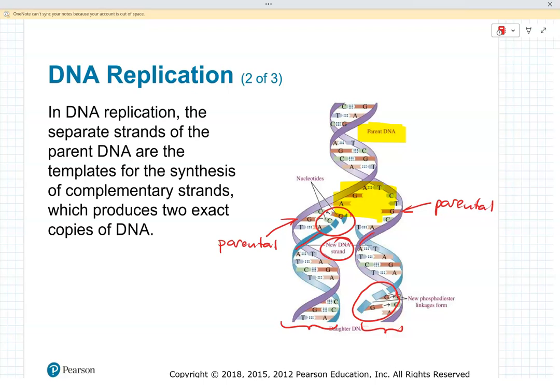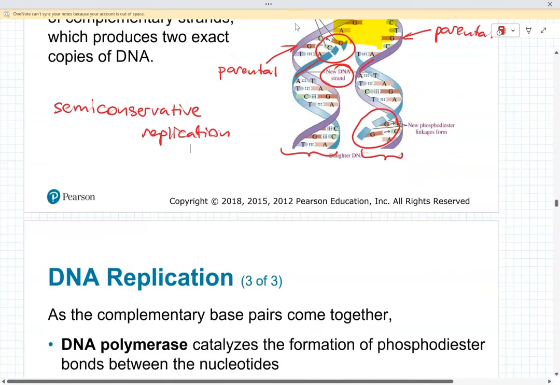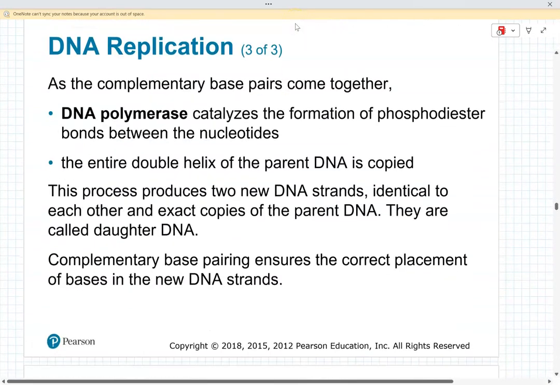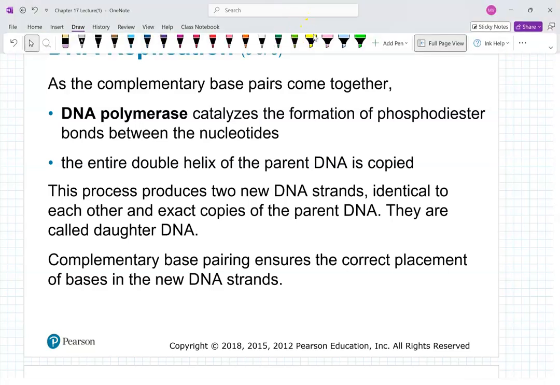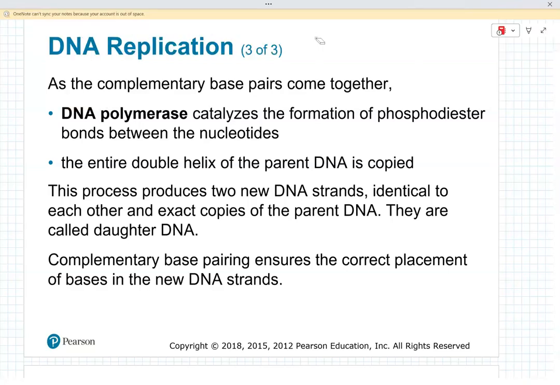So that way of copying, when you split them and each new double-stranded DNA molecule contains one parental and one daughter strand, is called semi-conservative replication. Okay, sounds fair? So the enzyme that adds those nucleotides is called DNA polymerase.